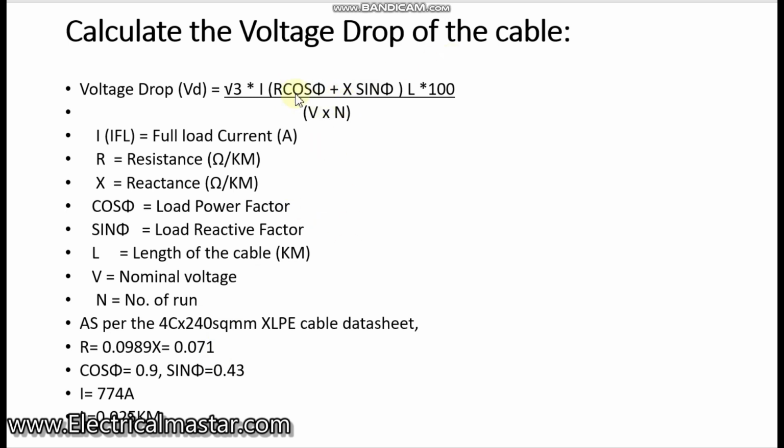And the power factor, cos φ is 0.9, the power factor of the transformer. And from the power factor I find the sin φ value, 0.43, and the distance is 25 meter, which I converted into kilometer, 0.025. So I know all these values now, and I just put these values into this voltage drop formula. Once I put all these values, I got the voltage drop 0.023, which is lesser than 1%.